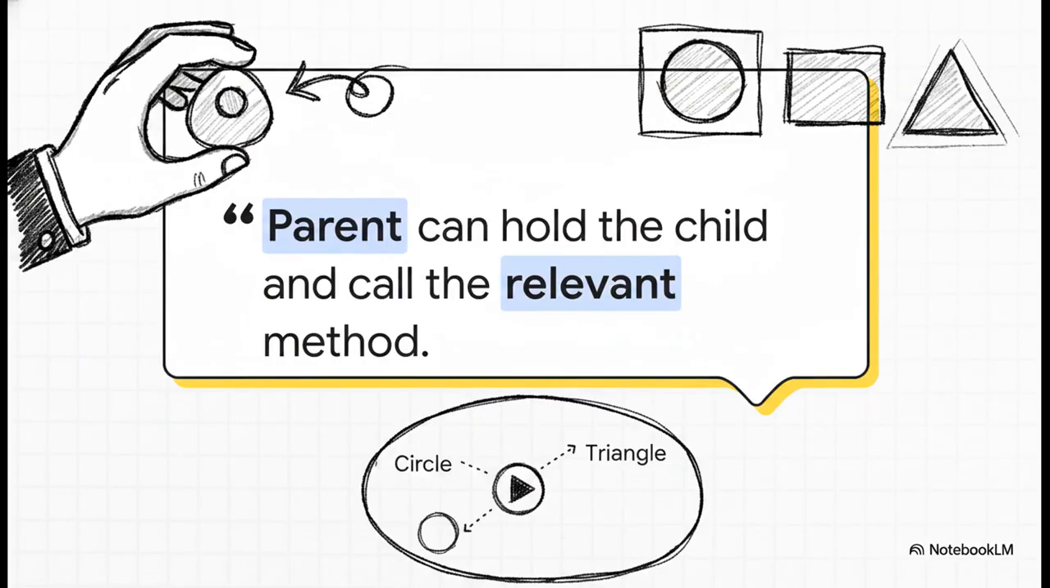It's brilliant. I really want to emphasize this next point because it is a core industry-level takeaway. Parent can hold the child and call the relevant method. Just think about what this means for your codebase. You don't have to write hundreds of redundant, slightly different functions: draw a circle, draw a rectangle, draw a triangle. No way. You simply write one single function that accepts a generic shape, and because of upcasting, that parent reference gracefully holds the child and dynamically triggers the correct behavior every single time. It makes your systems incredibly clean, scalable, and just so much easier to maintain.